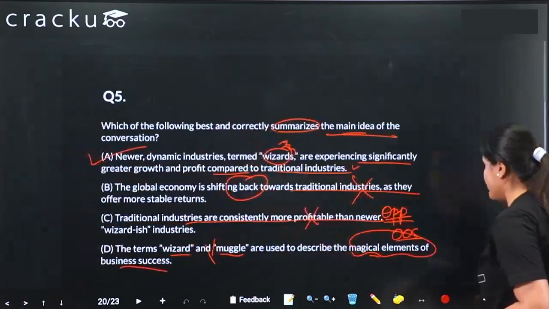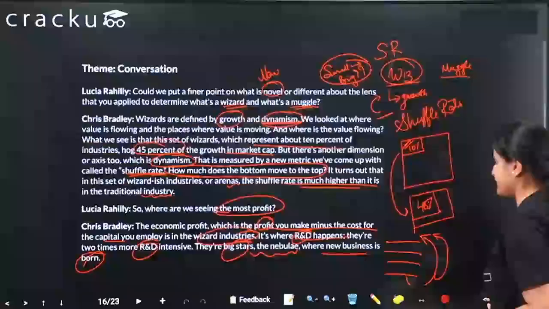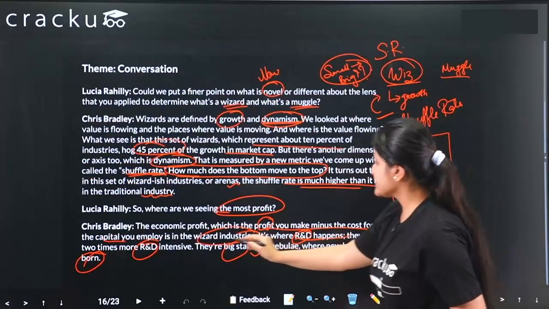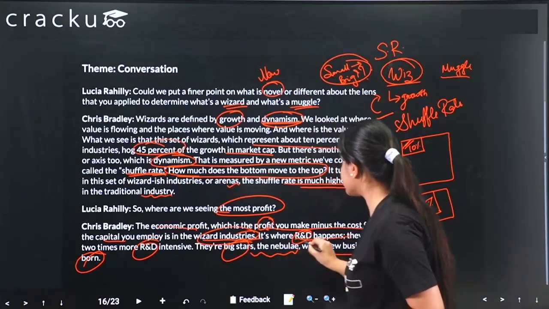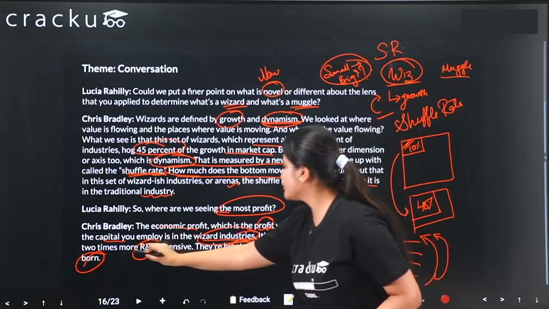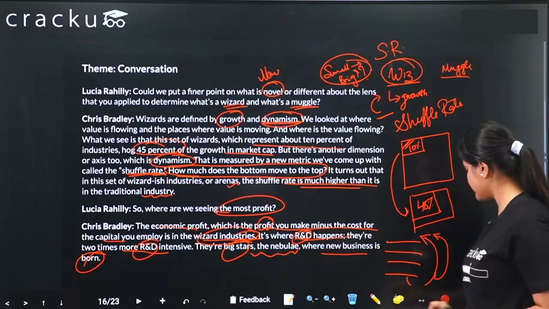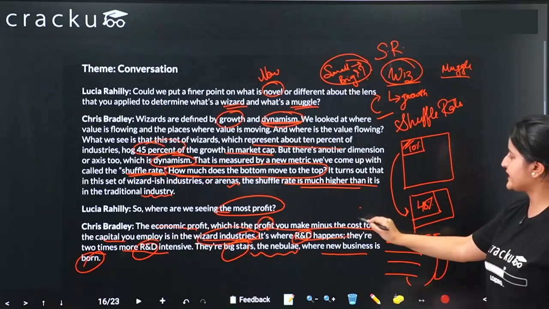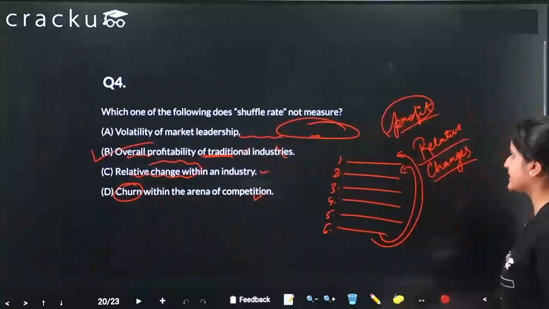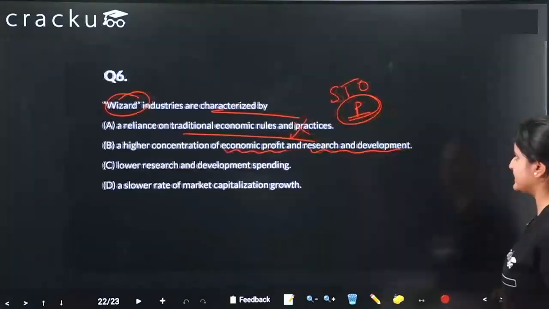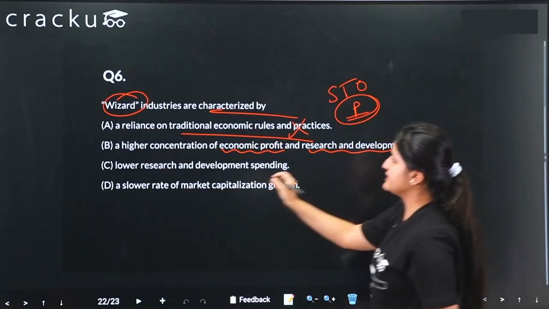We can simply go back and see. So R&D we talked of, right? Minus the cost you incur, the economic profit is more in wizard industry, and R&D happens two times more, more R&D incentive, and that is why they are the big stars. So more profit and R&D. The last paragraph was talking about this. That much we can remember. We can simply go back and choose. So B is the right choice.